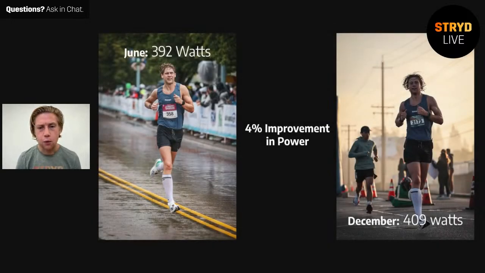That 409 watts was around a 4% improvement in power versus June. I averaged 392 watts in June at Grandma's Marathon and 409 watts in December. When you have Stryd power data, you can look at your improvement and your personal records in lots of different ways. I was 9% faster, but the course was more favorable. So when I do a more apples-to-apples comparison using power, I can see I still improved pretty significantly, at 4%.